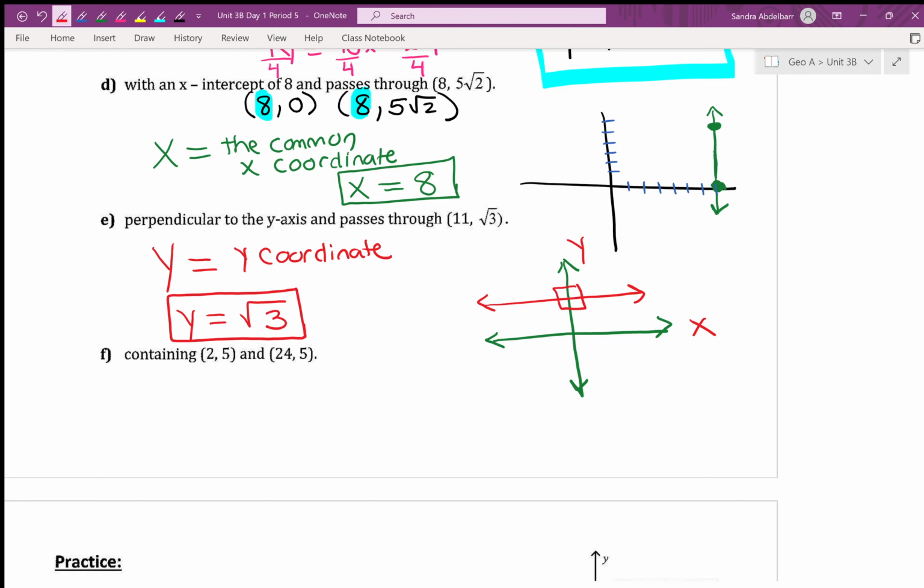Is that perpendicular to the x-axis? Would it be like the opposite? Exactly. Great question. If it said perpendicular to the x-axis, we would do the opposite. So we'd make a vertical line, so it would be x equals the x coordinate, which would be 11.